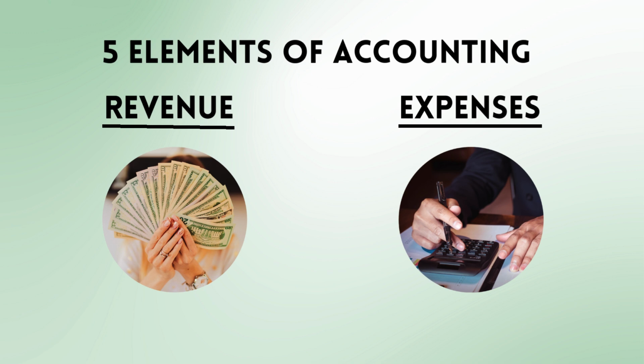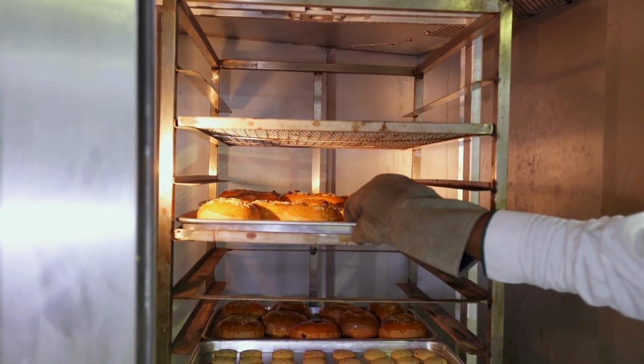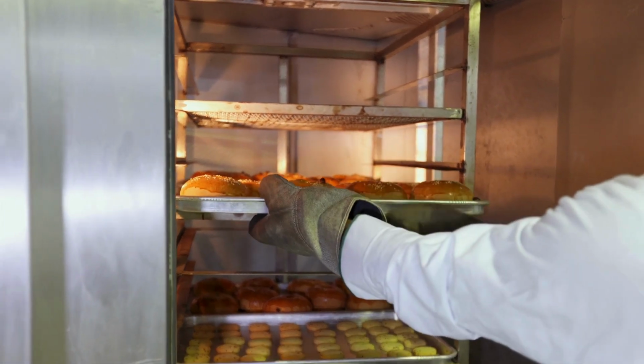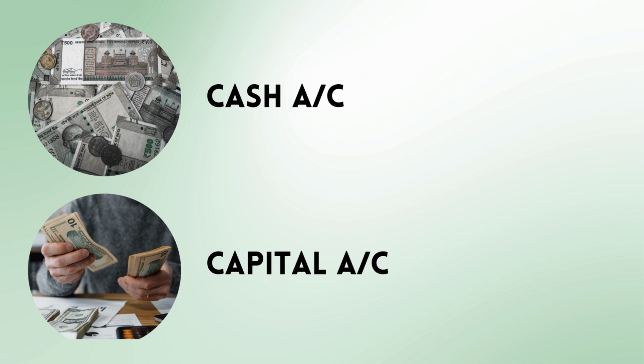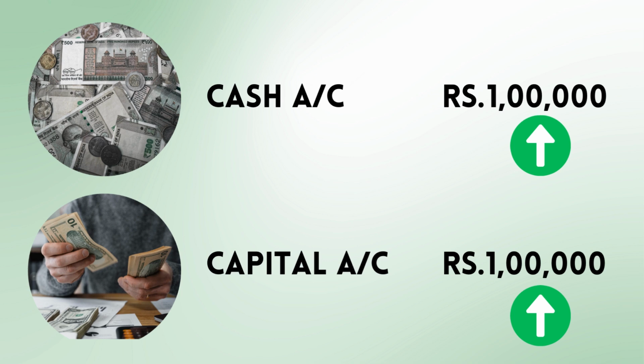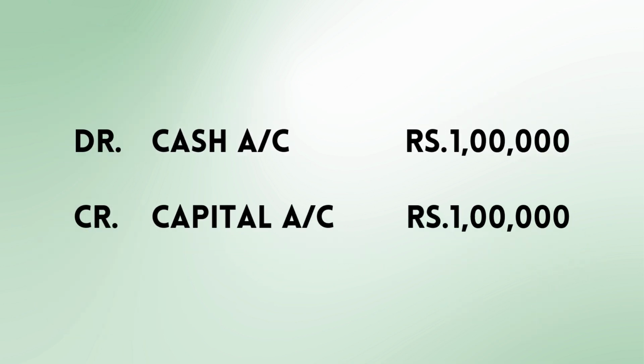Let's now see how these elements come together with a simple example. Imagine John starts a bakery with 1 lakh rupees of his own money. Thus, this will be the equity for the company. Thus, cash account, which is an asset, and capital, which is the equity, increases by rupees 1 lakh. As per the modern concept of journal entries that we have studied earlier, an increase in assets is debited and an increase in equity is credited.